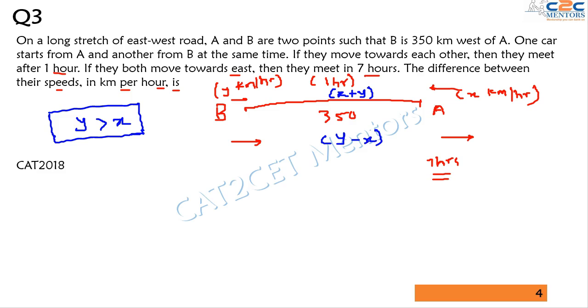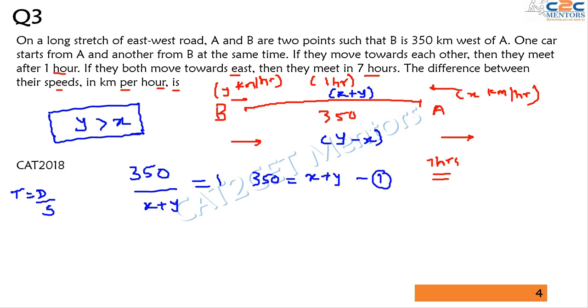Now we are given that when both of them are moving in this opposite direction or towards each other, they require only 1 hour. So time is nothing but distance upon speed. Distance is 350 kilometers upon their speed relatively, which is x plus y, and this is equal to 1 hour. Hence this is my first equation, 350 is equal to x plus y.